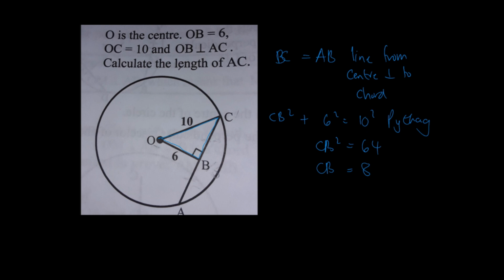All right, so the other way that we could write this is we could say that line AC is 2 times CB, which it is because AB and BC are equal to one another. So therefore, AC is equal to 2 times 8, which means that it is 16 units in length. Anyway, I hope that video was helpful for you.